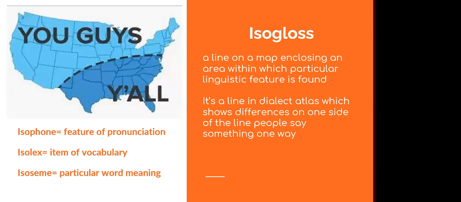Thank you. So there's the isogloss. An isogloss is actually a line on a map, like before, enclosing an area within which a particular linguistic feature is found, and it is a line in the Dialect Atlas which shows differences on one side of the line. People say something one way, and there's also the isophone, which is a feature of pronunciation, isolex, which is an item of vocabulary, and isoseme, which is a particular word of meaning. Rizky, can you get back to the previous slide, please?